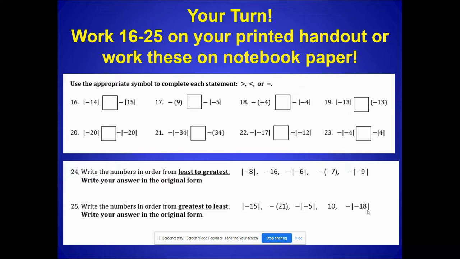So now we're going to work number 16 through 25. And you can either do this on your notebook paper, or if you have printed the handout, you may do it on that. And then we will check our answers. Go to the next video once you have finished 16 through 25.